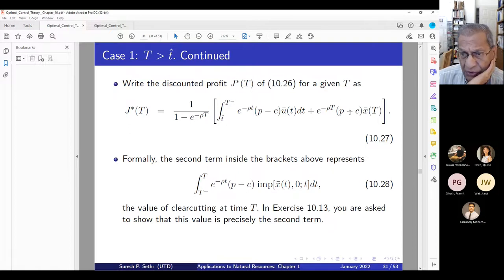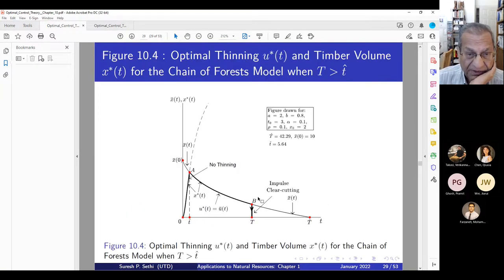In the exercise, you're asked to show that this impulse integral from t minus to t is exactly this. In this case, it's exactly this. So you take the limit, and you'll get this one. But intuitively, it's very clear.